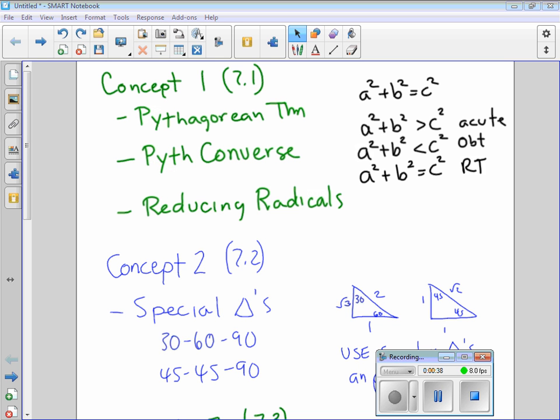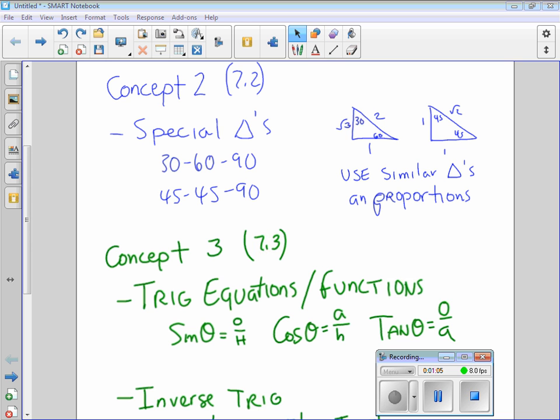Okay, first things first, let's do a real quick review. We have basically four concepts that we're going to have to make sure we understand here. Concept number one, which is 7.1, we looked at the Pythagorean theorem, Pythagorean converse, and reducing radicals. I had a reducing radicals video that I invited you to go take a look at if you're struggling with reducing radicals. Next up was concept number 2, or 7.2, and we had two special triangles we had to memorize to be used as similar triangles depending on the problem.